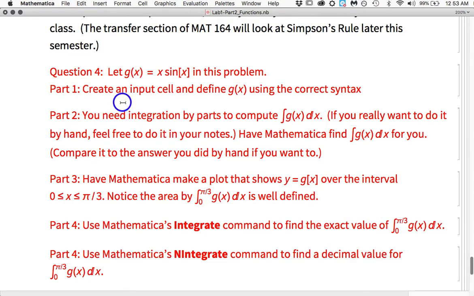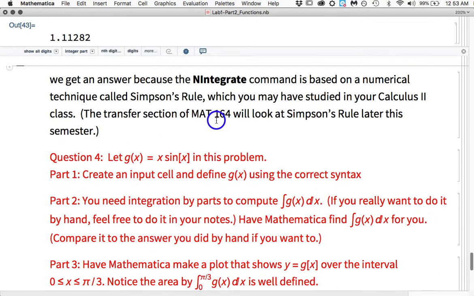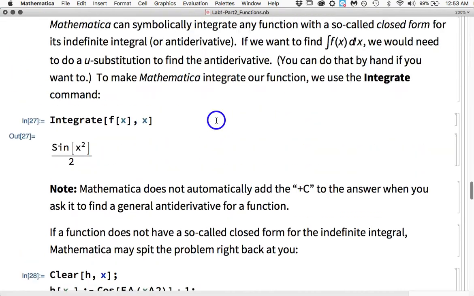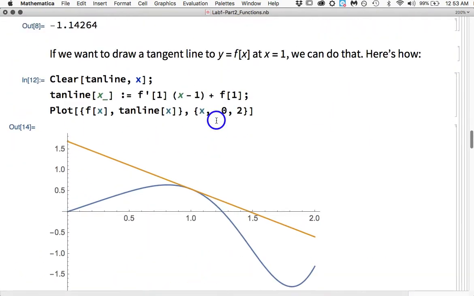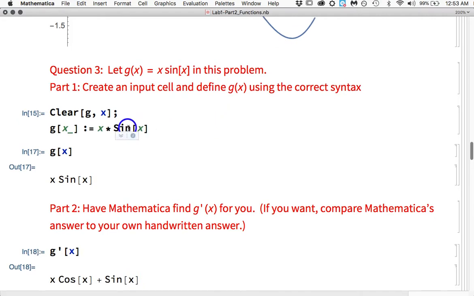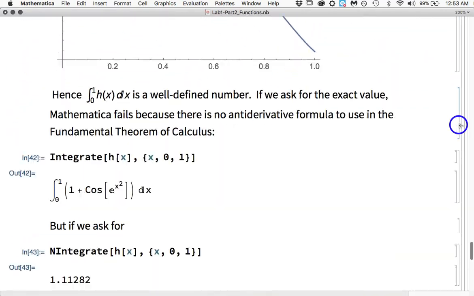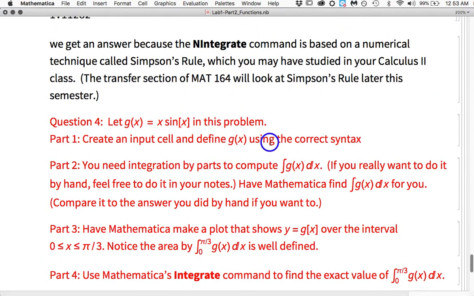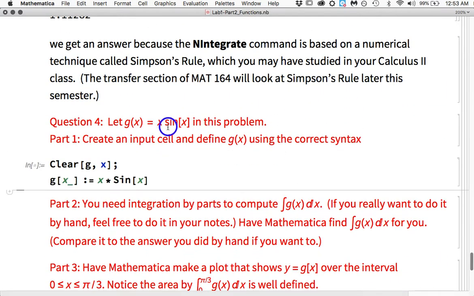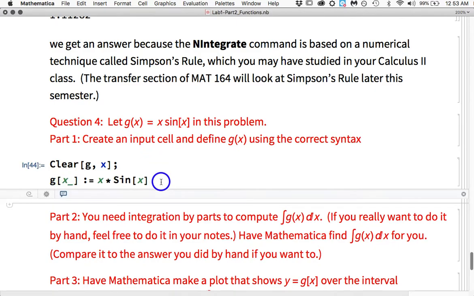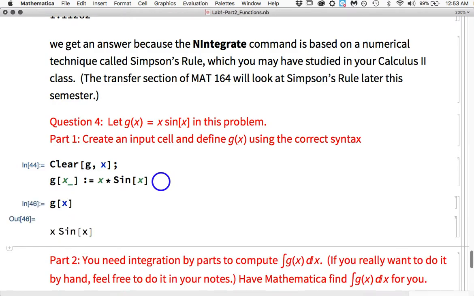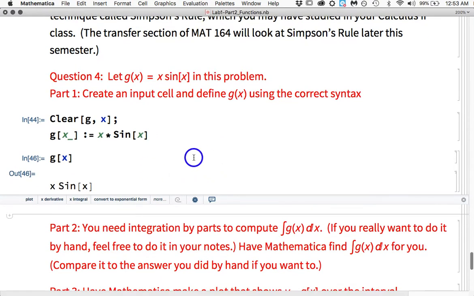The first part of the question is asking us to create an input cell and define g of x using the correct syntax. Now you may recognize that we've already done that. So since we recognize that we've already done that, we can scroll backwards and say, let's see, we did it right here. So let's select that cell, copy it, and bring it down to where we're doing our work. And I don't even have to do any editing this time because I'm on the same function. And just to double check, I'll ask it for g of x. So yeah, I've got the right function.